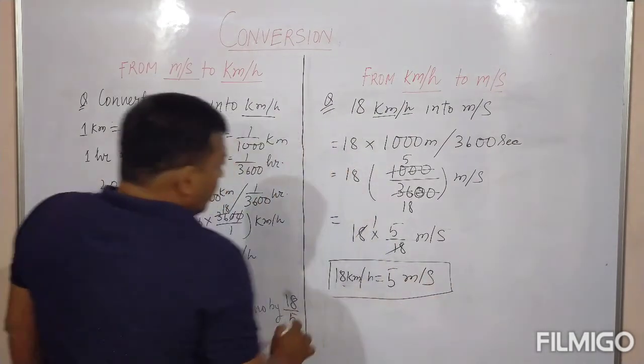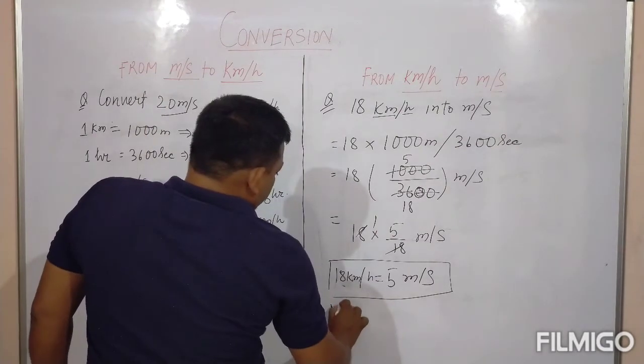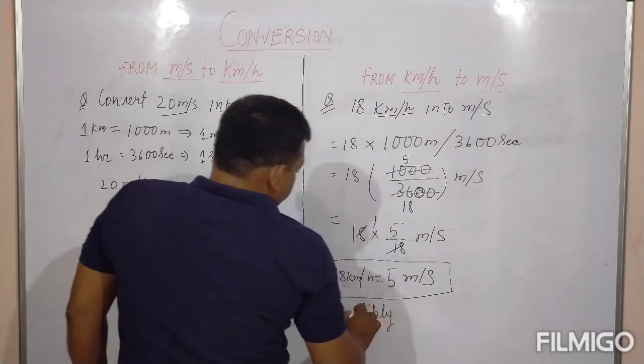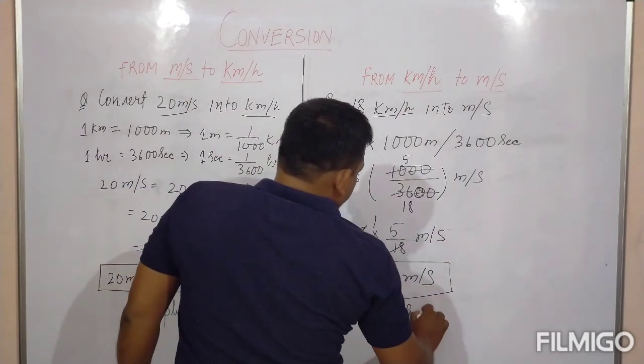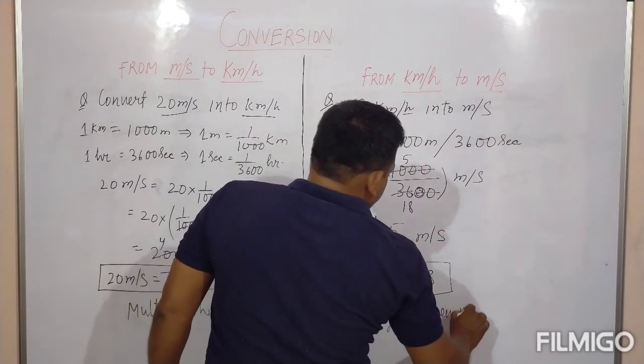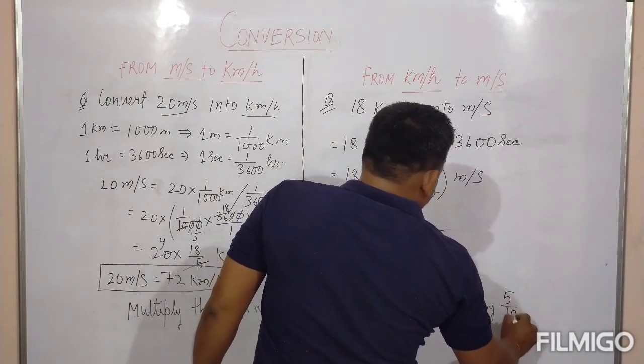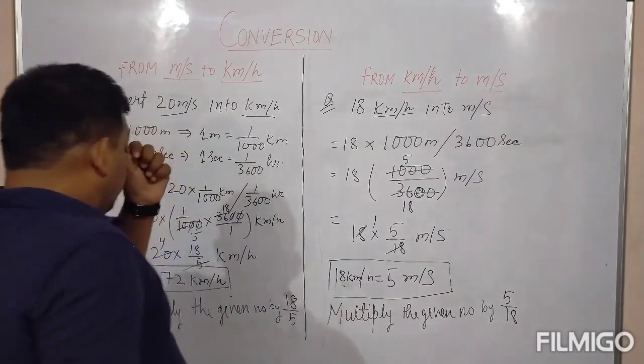This is the way. What we have done, or what is the shortest way? Multiply the given number by 5 by 18. So this is the way. This is the shortest way.